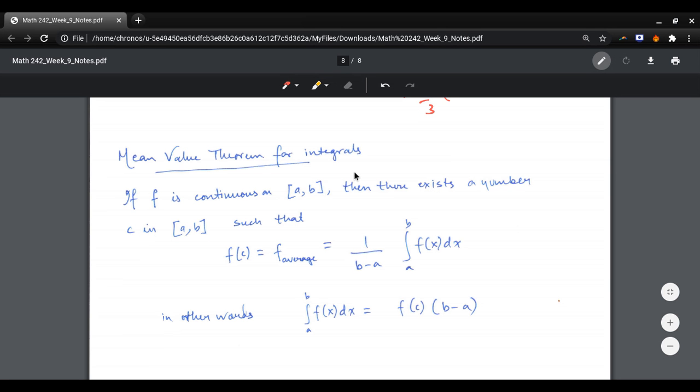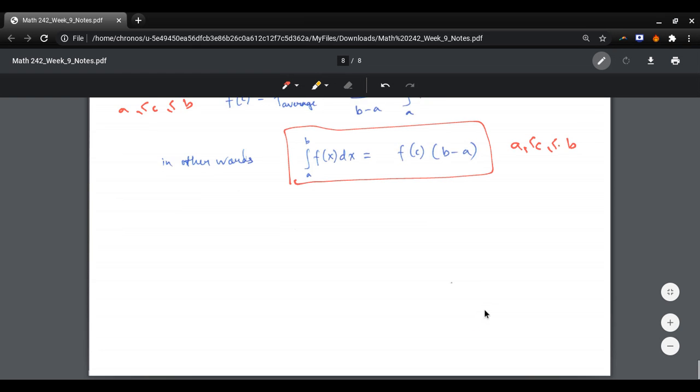The mean value theorem for integrals. If f is a continuous function on [a, b], then there exists a number c in [a, b], what this means is c is greater than or equal to a and less than or equal to b, such that f of c, the f of the average, equals 1 over (b minus a) integral from a to b of f of x. In other words, this integral equals f of c times (b minus a), where c is between a and b. This is a pretty useful relationship.